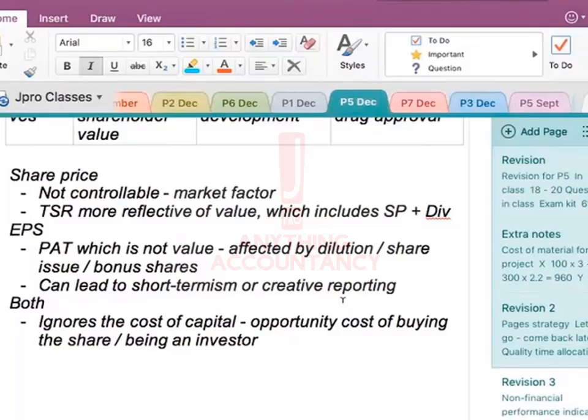Drug and software companies have a similar pattern. What's the pattern? Like iPhone, they just launched iPhone 8 and 10. Guess what happened to the share price? What do you think happened to the share price? Went down or went up? Up like crazy.